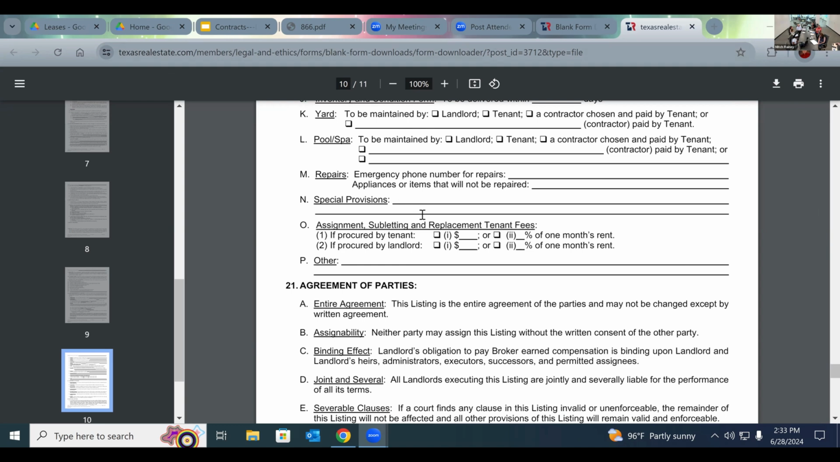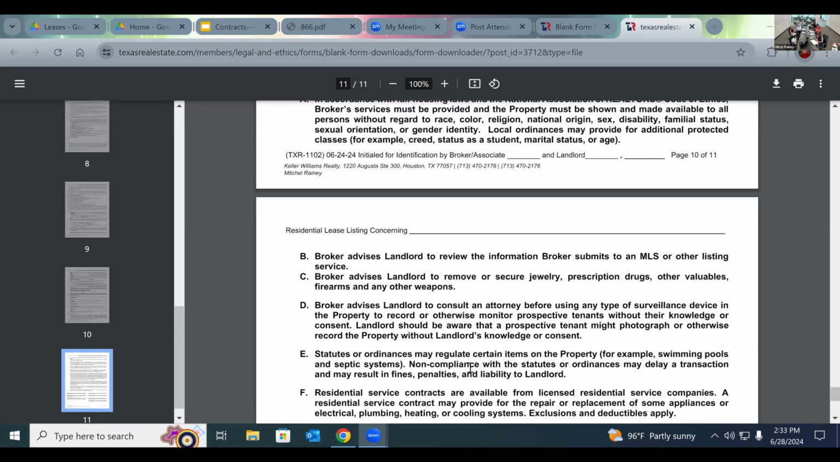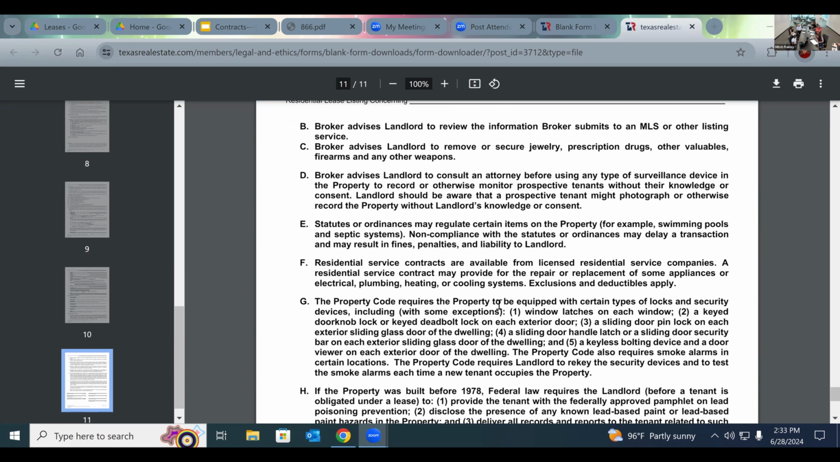Special provisions could be any number of things, and anything else the landlord wants. And then paragraph 21 are the regular agreements. Fair housing, Texas property code.